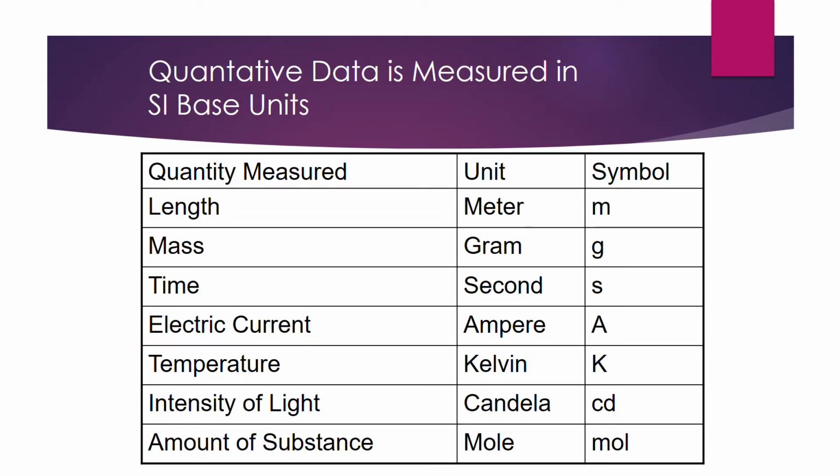Quantitative data in science is going to be measured in SI base units. So length would be measured in meters, mass in grams, time in seconds. And those are the ones that most likely you're going to see in this class. When you take chemistry, you'll talk about moles to measure amount of substance. You could see temperature in this class as well, measured in Kelvin.